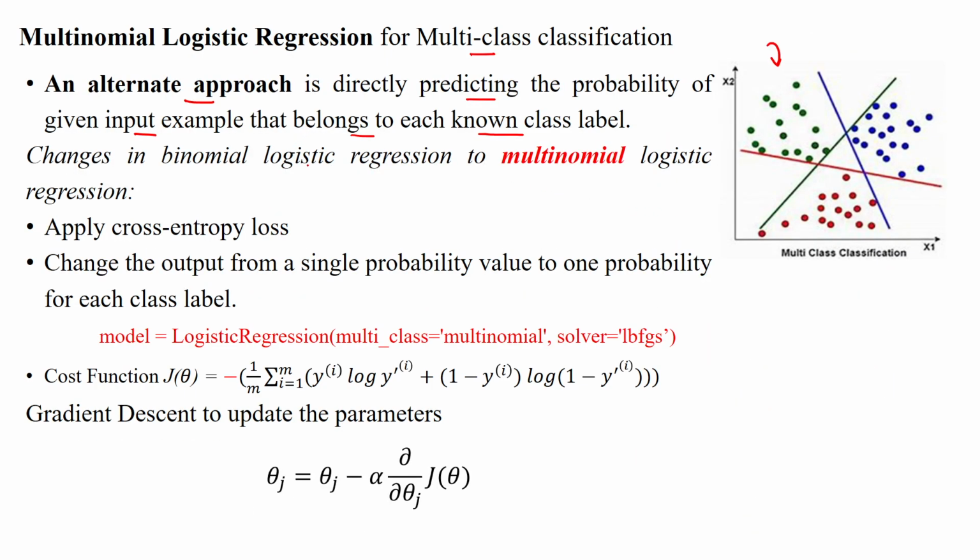But here we will apply multinomial logistic regression, an alternate approach to the previous standard binomial logistic regression, to classify each known class directly instead of splitting into sub-problems. That splitting is not applied, in order to reduce the time complexity. Here we apply the cross entropy loss to calculate the loss function given here, and change the output from a single probability value into one probability for each class label.